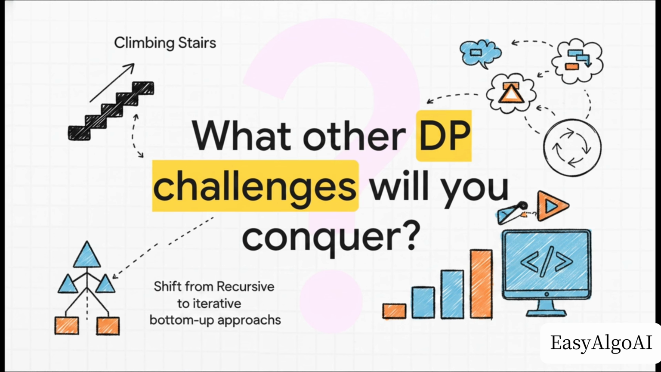So the question is, now that you've mastered the optimal substructure of climbing stairs, what other dynamic programming monsters are you going to conquer with this exact same top-down to bottom-up playbook? I hope this explainer leaves you eager to hit the keyboard and find out.